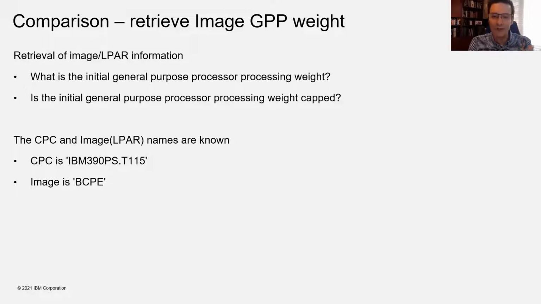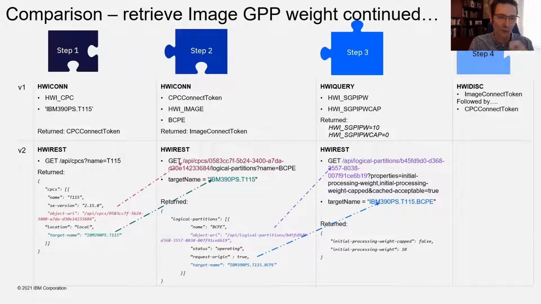How would I use version 1 versus version 2? Well, in version 1, I'd first connect to the CPC specifying that specific name. I would then connect to the image using that specific name that I have for the image name, specifying the CPC token of the CPC that I just connected to as input into being able to connect to the image. And once I've connected to the image on a particular CPC, I then can query the attributes and then disconnect those two things.